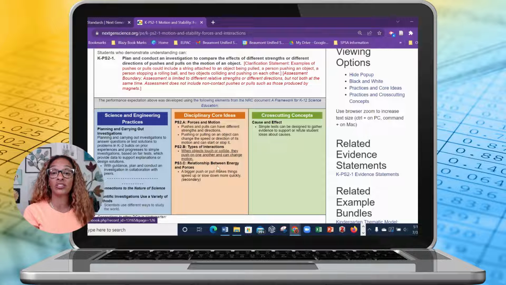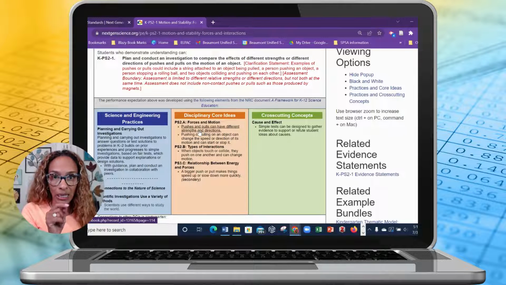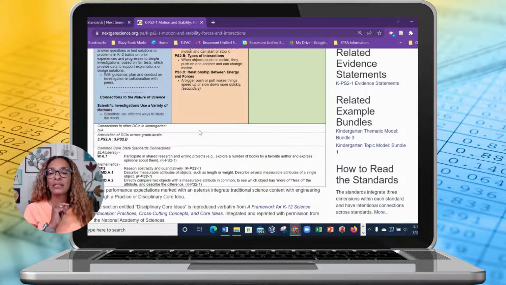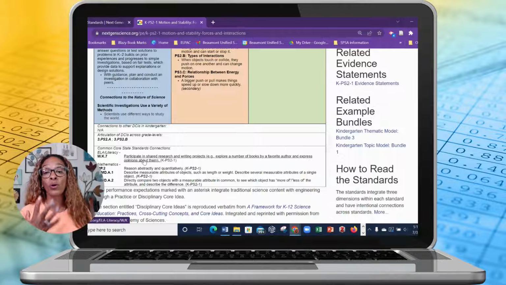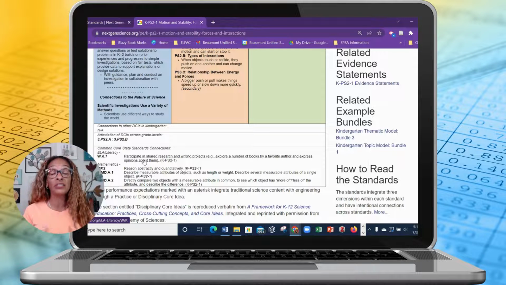Now, lots to go over, but you notice that its disciplinary core ideas are covering forces and motion, types of interaction, and relationships between energy and forces. And it gives you a bit of an explanation under it and what that looks like. These are interactive, and you can click on them. And then underneath, it gives you the English language arts standards, like what are students going to write about? I love this because you're writing and now integrating the language of the discipline and writing about it. And then it gives you mathematics standards.